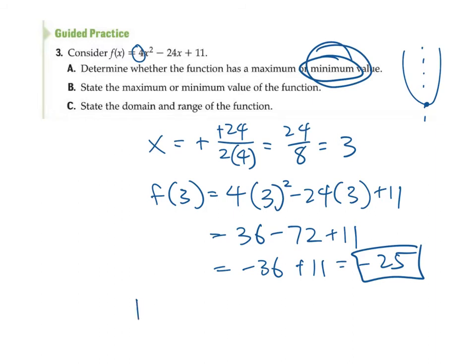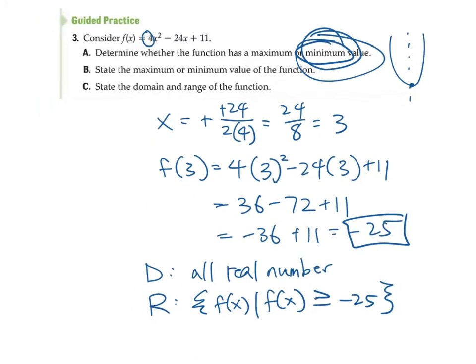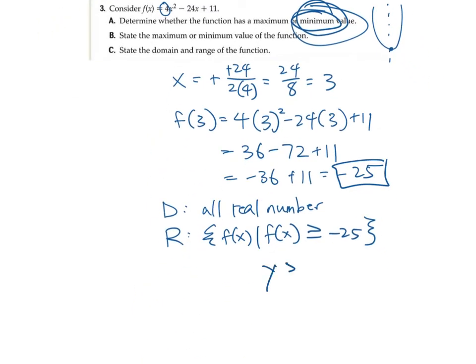Therefore, my domain is going to be all real numbers, because quadratic functions always have a domain of all real numbers. But my range is the output, where all the outputs are at least the minimum value, so it has to be greater than or equal to negative 25. Okay, or you can just write y is greater than or equal to negative 25.